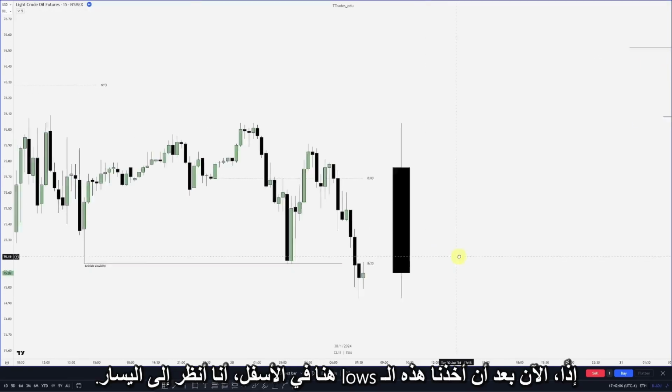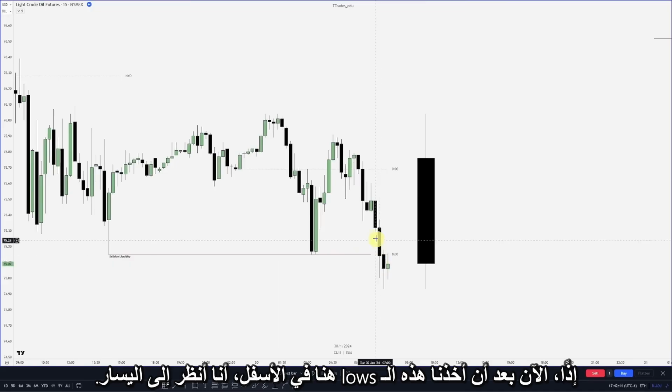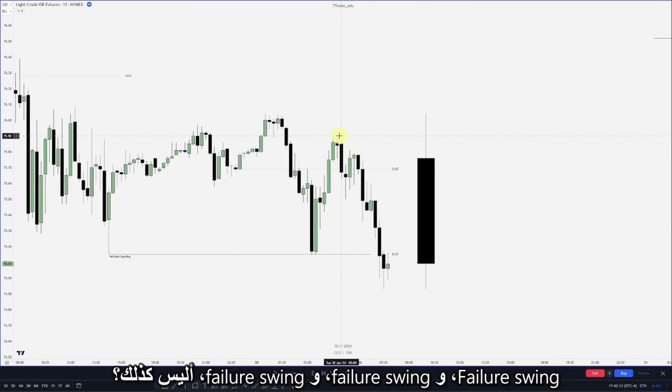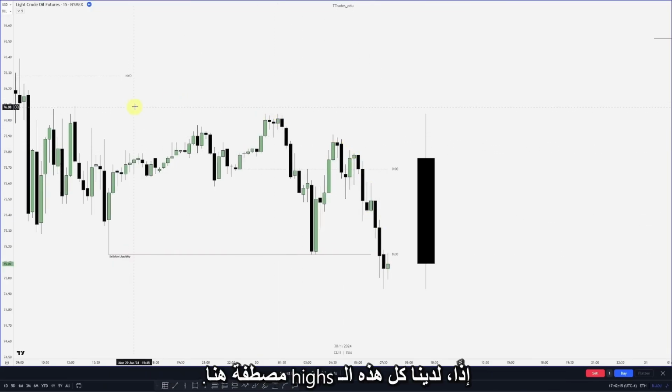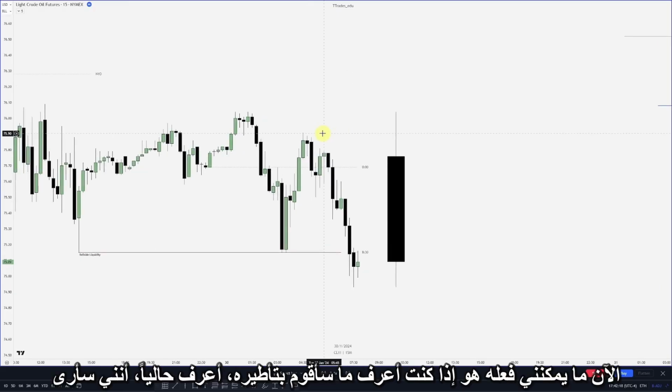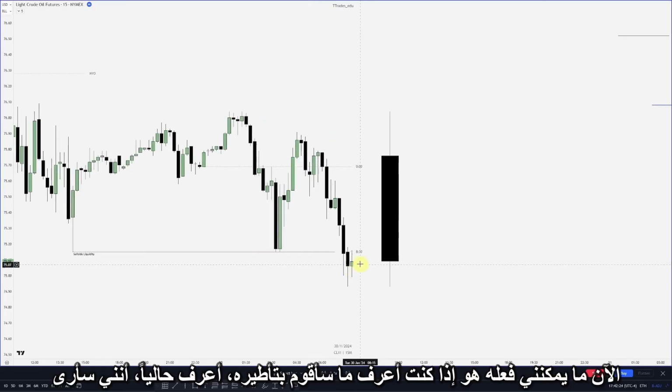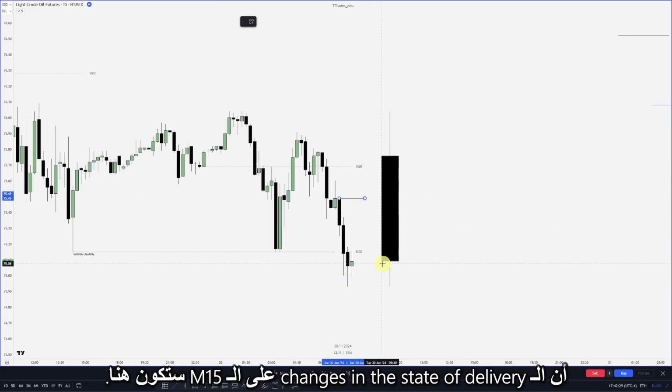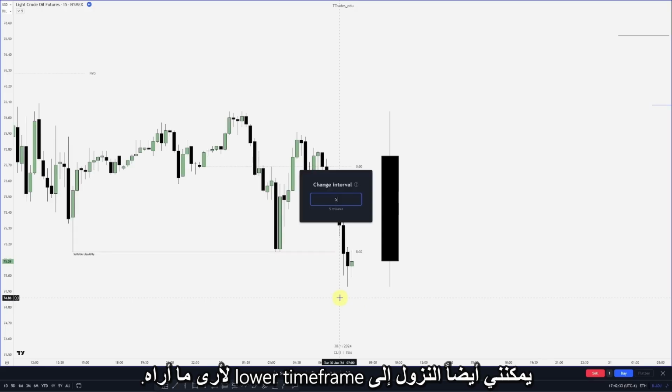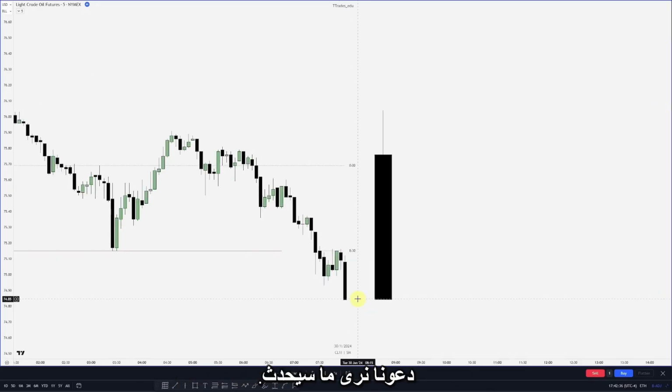So now that we purge these lows down here, I'm looking left, and what do I see? Failure swing, failure swing, failure swing, right? So we have all these highs lined up here. Now, what I can do is if I know what I'm going to be framing, I know currently the M15 change in the state of delivery would be here. But I can also go down to a lower time frame to see what I see. Let's see what happens.